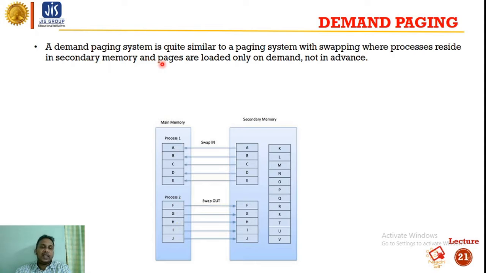So what is demand paging? A demand paging is basically a system which is quite similar to a paging system with swapping, where processes reside in a secondary memory and pages are loaded only on demand, not in advance. So in case of demand paging, when we demand any page, that is loaded from the secondary memory. Basically that resides in the secondary memory. So in advance it is not loaded. When we require it, it is loaded. As you can see, everything is in the secondary memory. When it is required, it is loaded to the main memory.